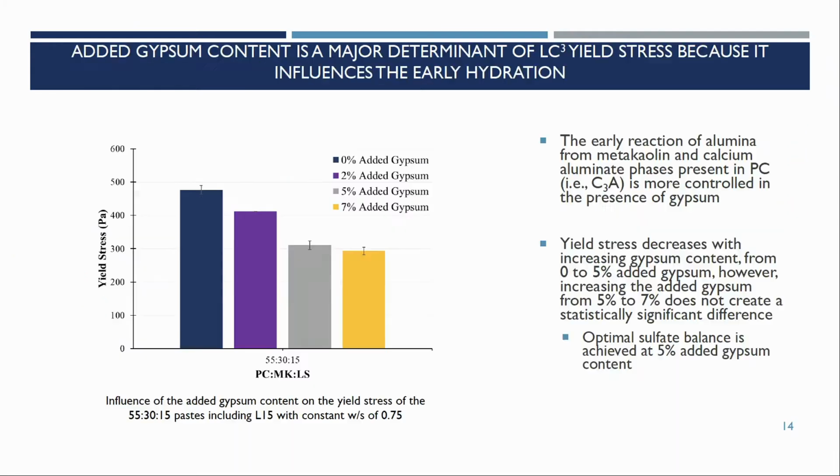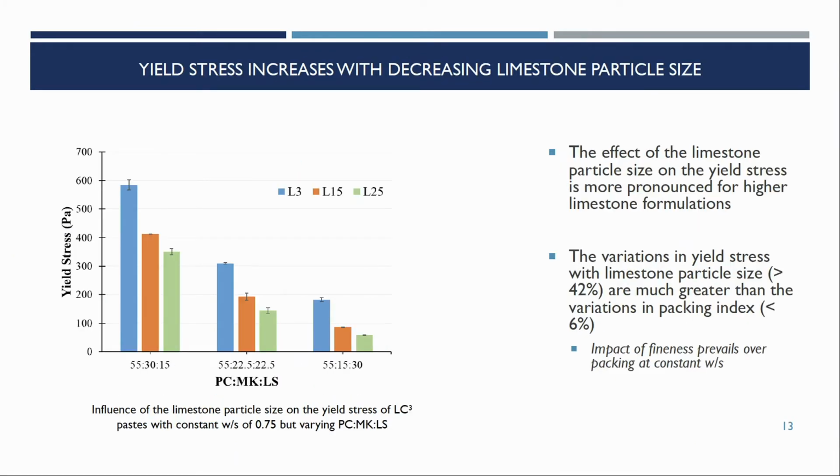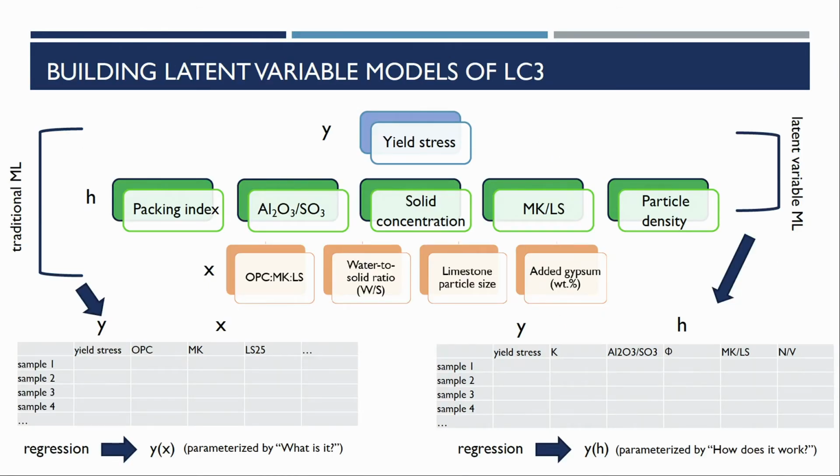When we do these kinds of measurements here, what we're doing is essentially relabeling this by stuff we can calculate. So a packing index, this aluminum to sulfate ratio, the number density, the particle density, the ratio of metakaolin to limestone, et cetera. So these are all latent variables, and if I were to explain to you, well, how does LC3 rheology work? I wouldn't necessarily use this language. I would use this language, and so this is a model that's really parameterized by trying to answer the question, how does it work?